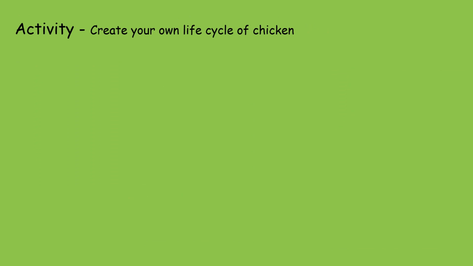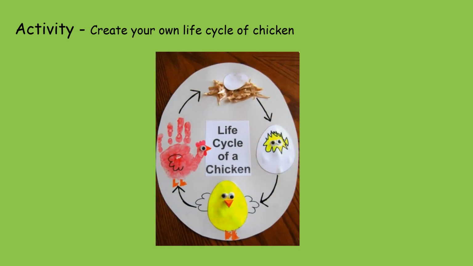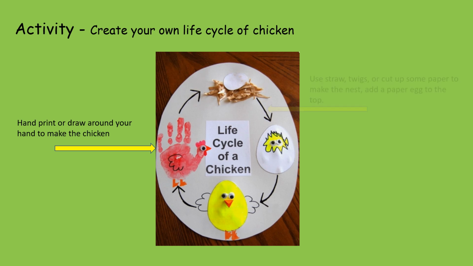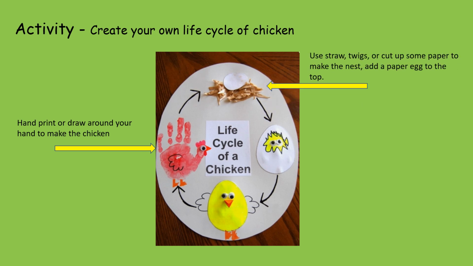All right, today your activity is to create your own life cycle of a chicken. This is somewhat what it should look like when you're finished. So start with a big piece of paper and cut it into an egg shape. It's much more fun if you do that. Then you can do a hand print there to make your chicken. If you don't want to get your hands dirty, just draw around your hand and colour it in. Don't forget to draw in the wings, the feet, the eyes, the beak, things like that. Then go and collect some straw or twigs or cut up some paper to make a nest and cut out a paper egg to put on top.